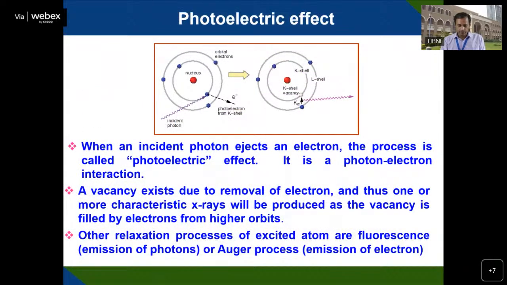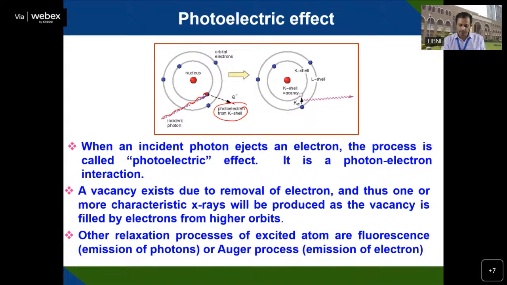But when you have a photoelectron, the incident photon ejects an electron. You can see here that the incident photon is coming and falling on the material's electron, and that electron comes out, the photoelectron of the K shell. So in this process, the incident X-ray removes one electron from the K shell. This is called the photoelectric effect, known as photon-electron interaction.